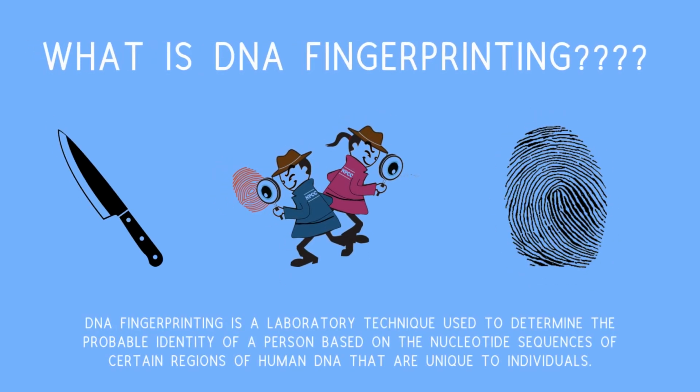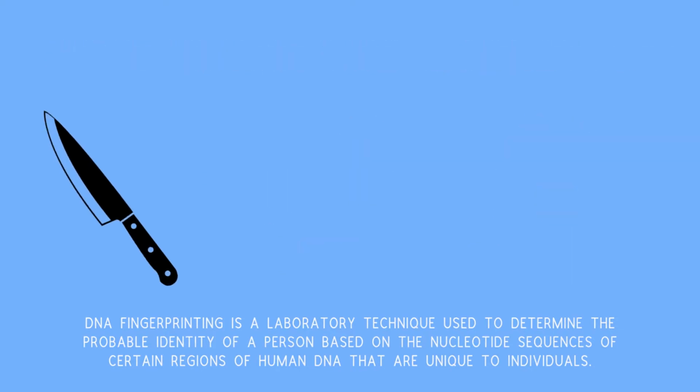DNA fingerprinting is a modern biological process that utilizes DNA replication, gel electrophoresis, and sample genotyping in forensics to identify individuals and oftentimes to solve homicide cases.